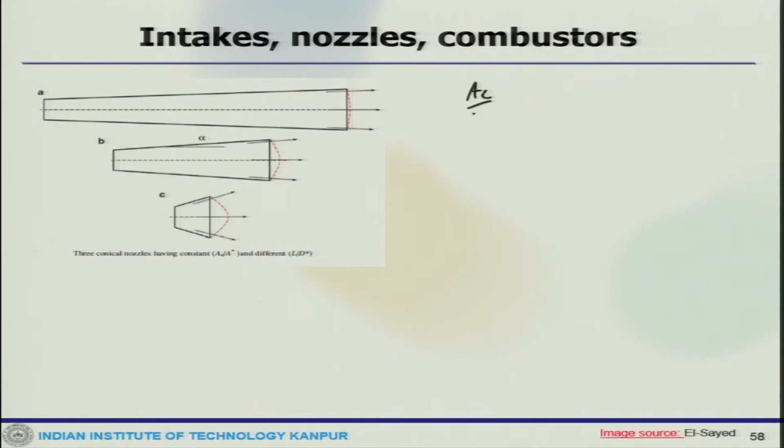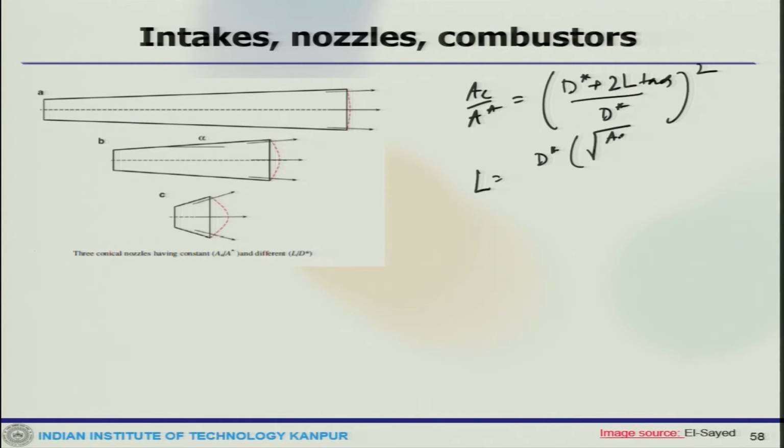One can estimate the area ratio as (d star plus 2 L tan alpha) by d star, whole squared, and L is expressed as d star times (root over A E by A star minus 1) by 2 tan alpha. So, the length of the nozzle can be evaluated. Throat diameter is d star, which is fixed by the combustion chamber condition and desired thrust. Here you can see that the longest nozzle is here, which has a nearly uniform axial outlet speed.